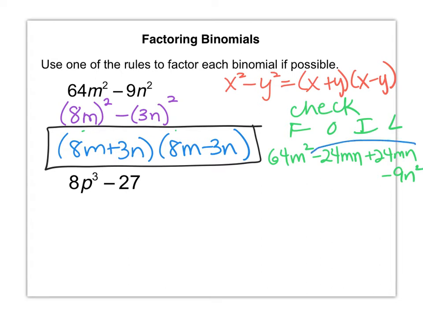The outer and the inner terms are opposite, and this simplifies to 64m squared minus 9n squared, the difference of two squares.